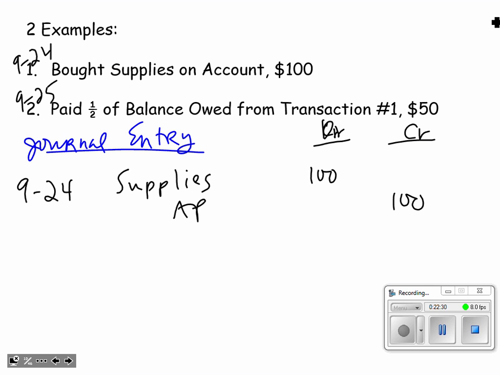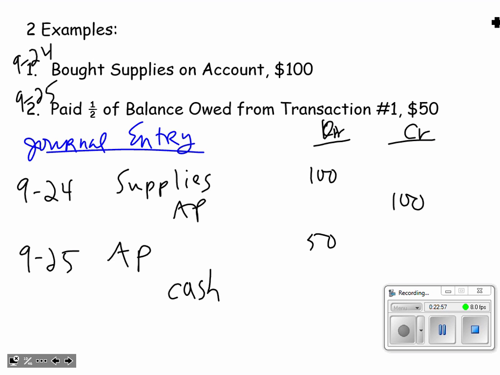I think the T's visually help because you're not at this trained stage yet to see that, oh, that asset's debited, that's good, that's a plus. On 9/25, we paid half of our bill. So you're going to see AP be debited for $50. And how did we pay?